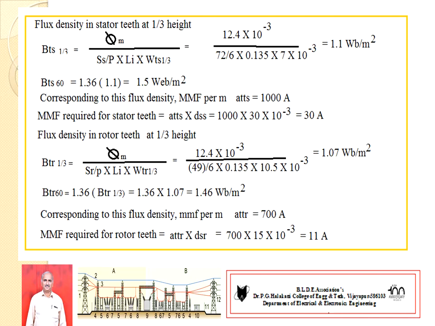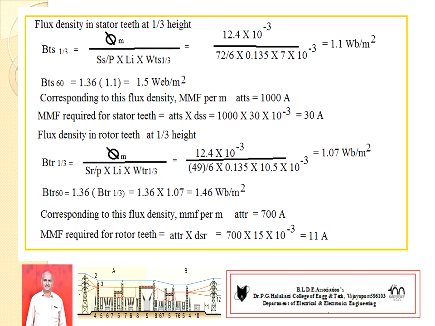Only care you should take: WTS is given in 7 mm, convert into meters. So BTS 1/3 we are going to get as 1.1 Webers per meter square. Then convert to 60 degrees from interpolar axis: BTS 60 equals 1.36 into 1.11, which is 1.5 Webers per meter square.